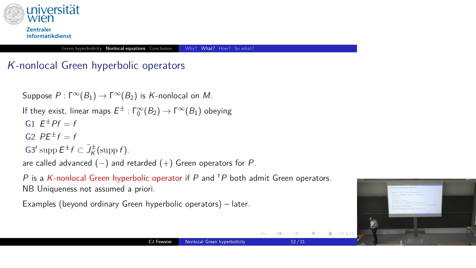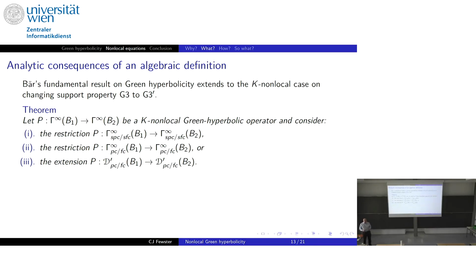I will come to some examples later on. That's the main technical result I'll present. So just as with Bär's definition, this is algebraic, but it has analytic consequences. And if you work through Bär's proof, you can actually find that the fundamental result, which collects together many of the things in his paper, can be stated in the following way. All goes through for these K non-local things. So here is what I call the main theorem of Green hyperbolicity.